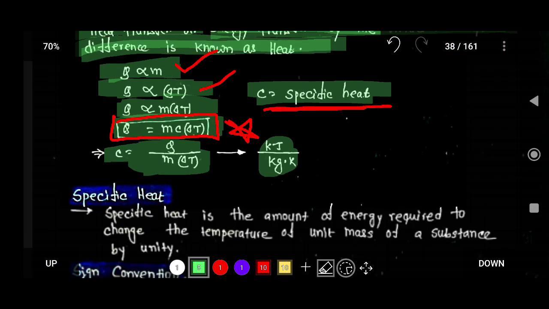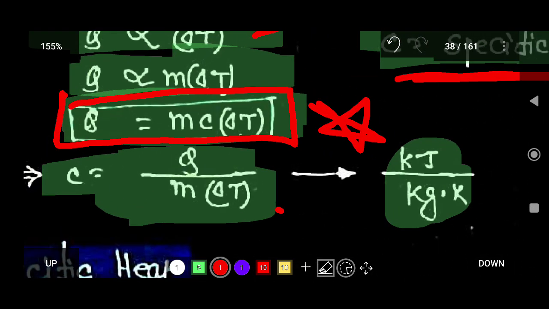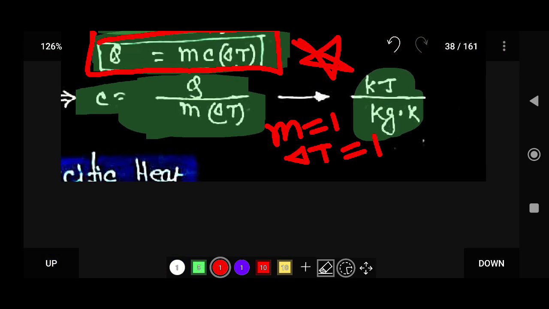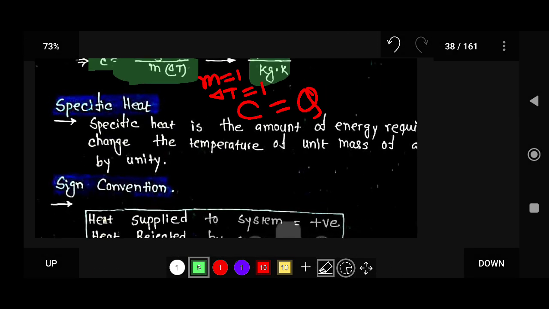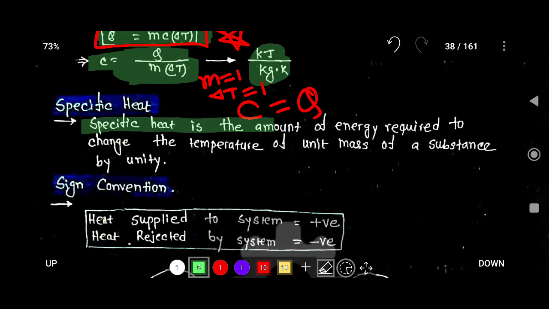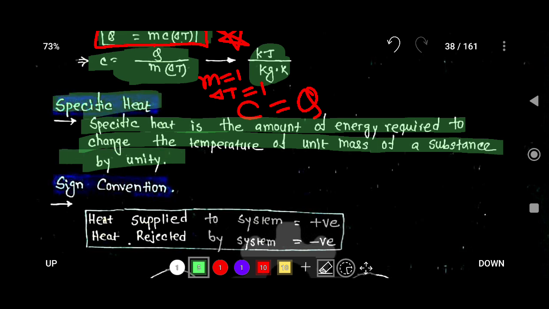Now, what is specific heat? Suppose m equals 1 and delta T equals 1, then C is equal to Q. So this is the specific heat. Specific heat is the amount of energy required to change the temperature of unit mass of a substance by unity. This is the definition of specific heat.